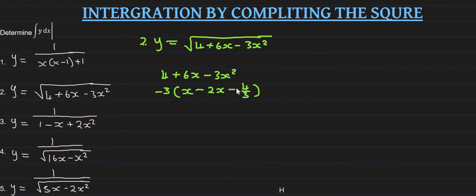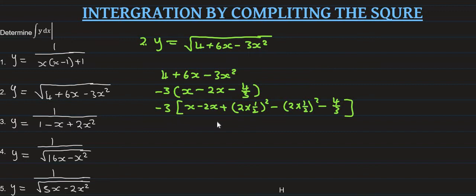Then we complete the square. Minus 3 of x squared minus 2x, plus 2 multiplied by 1 over 2 whole squared, minus 2 multiplied by 1 over 2 whole squared, minus 4 over 3. Then 2 multiplied by half gives 1, and 1 squared is 1. So minus 3 of x squared minus 2x plus 1, minus 1, minus 4 by 3.